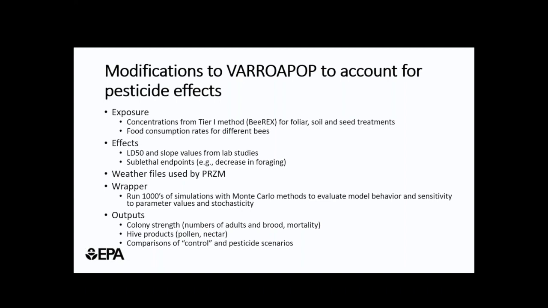The effects data that the model uses are essentially the tier 1 data that would be part of the standard suite of studies for adults and larvae from laboratory studies. We also have the ability to account for some sublethal endpoints if we wanted to. So, for example, if there's a decrease in foraging, we could change the foraging rate of bees.